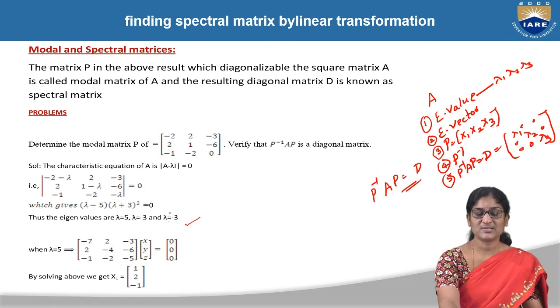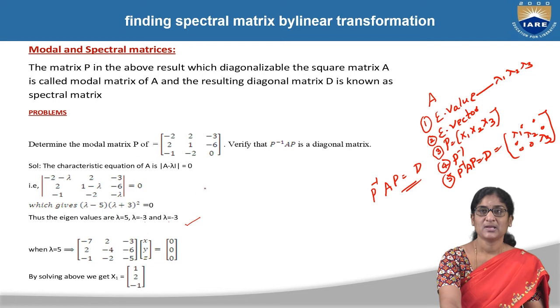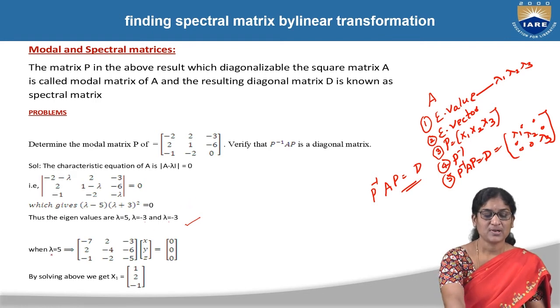Now for these three values, we need to find out the eigenvectors. If we find the eigenvectors, then we can frame the modal matrix P, which is used to convert the given matrix to the diagonal form. So the first case, lambda is equal to 5.